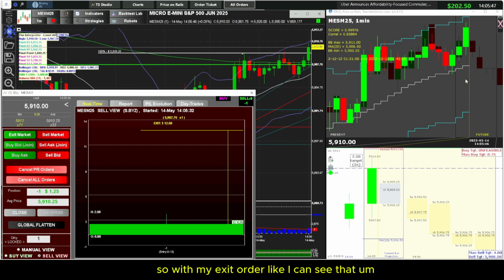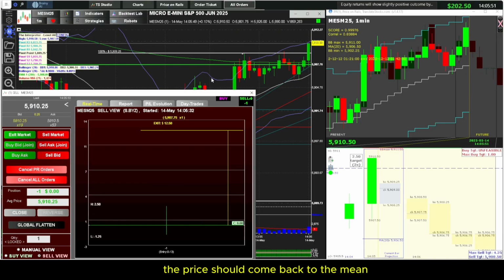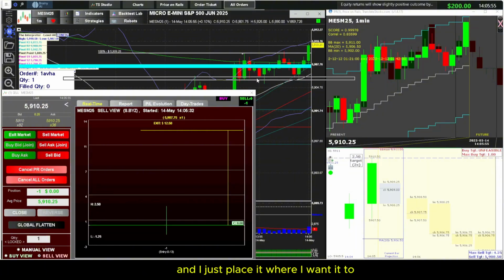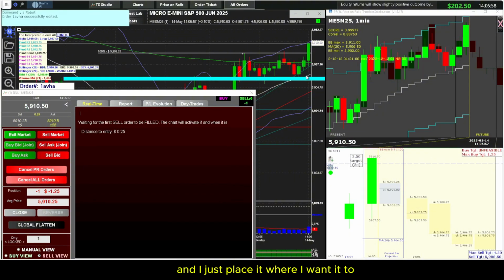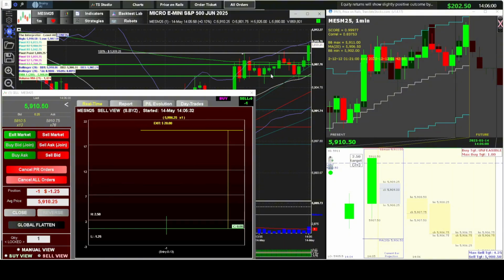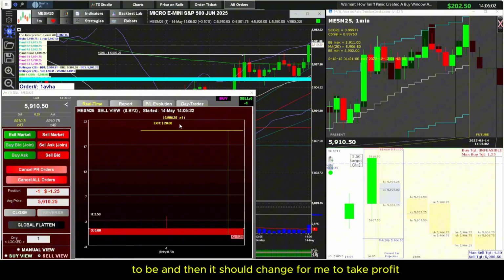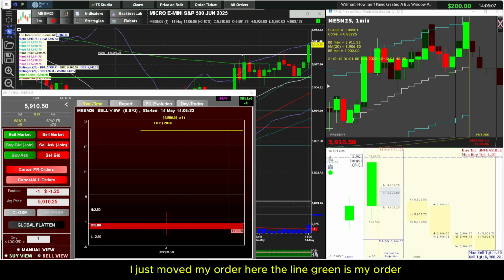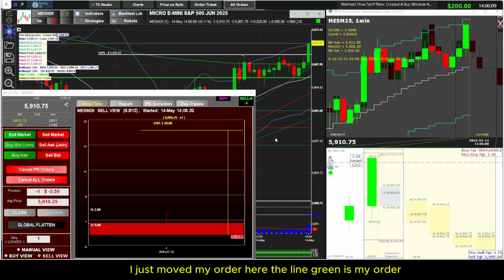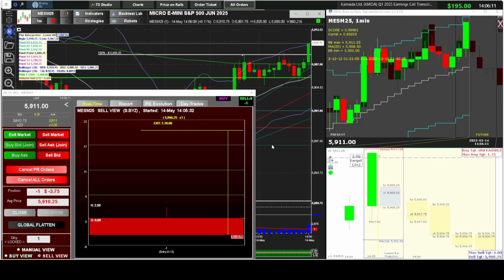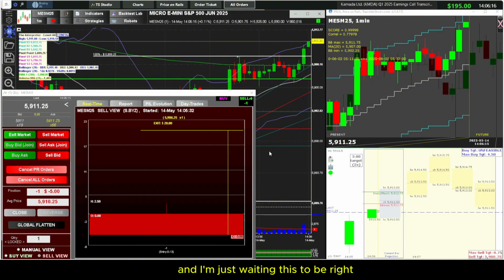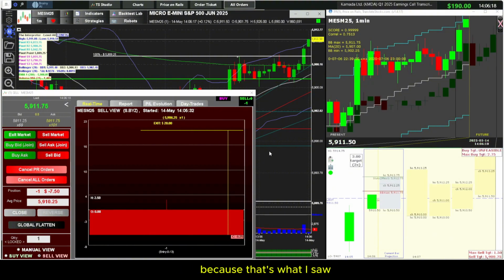With my exit order, I can see that the price should come back to the mean. I can just take my order here and place it where I want it to be, and it will change the take profit for me. Now my take profit is $20. Okay, I just moved my order here. The green line is my order, and I'm just waiting for this to be right, because that's what I saw.